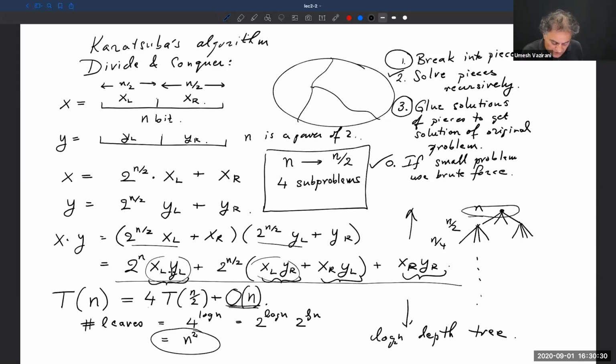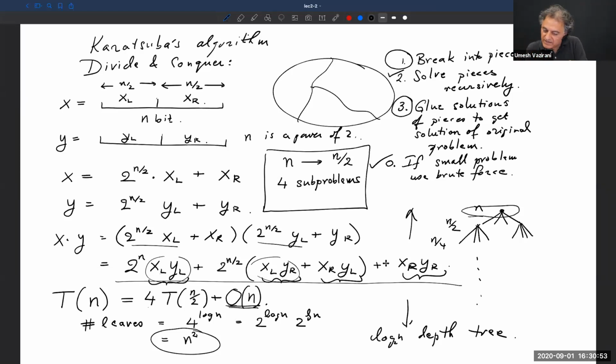So XL times YL is an n-bit number. 2^n times XL times YL is a 2n-bit number. So each of these numbers is somewhere between n and 2n bits long, and you're adding them. That takes you order n steps, maybe 2n or 4n or whatever it is, right?